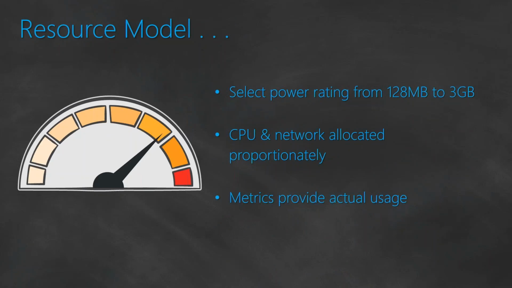The resource model is quite flexible, in my opinion. It is like a dial-up rating. You can select from 128 MB of RAM all the way to 3 GB of RAM. The compute and networking capabilities are allocated proportionately, and you are billed only for the time that you run your code. So you don't have to worry about provisioning it for more seconds.